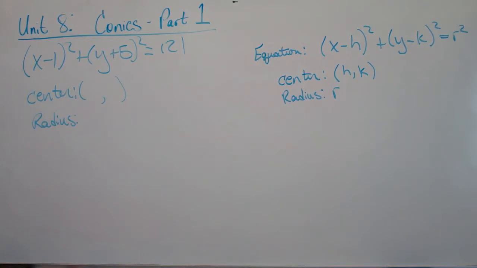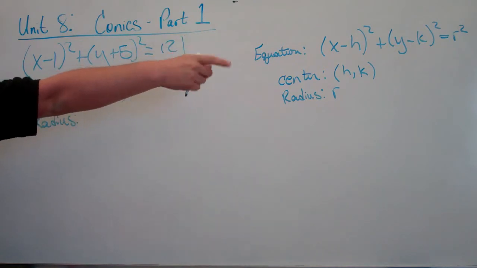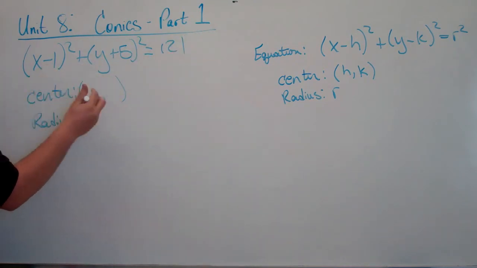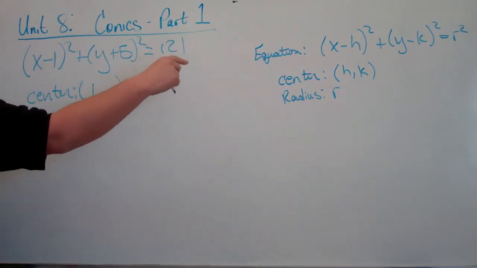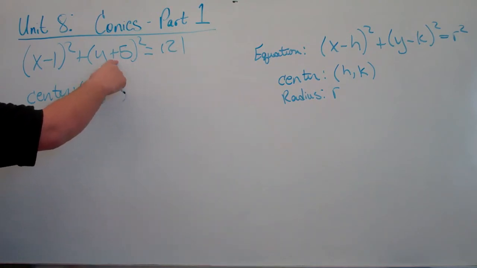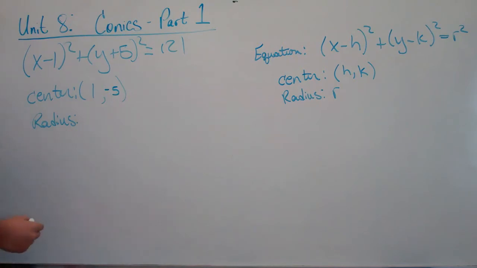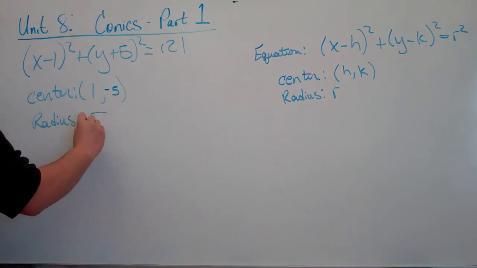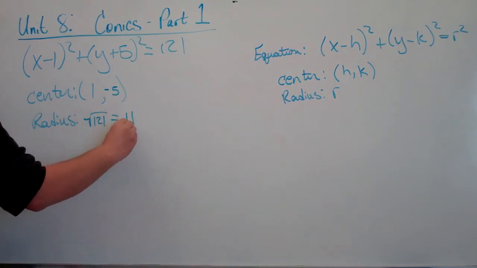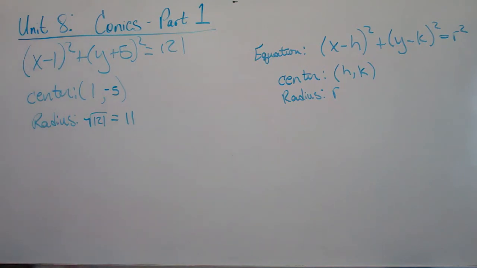Alright, so our center, remember our center is (h, k). Well, it's x minus h, so h is 1. And then y minus k, so since this is plus 5, this means it's y minus negative 5. So our center is negative 5. And our radius is, of course, the square root of 121, which is 11.